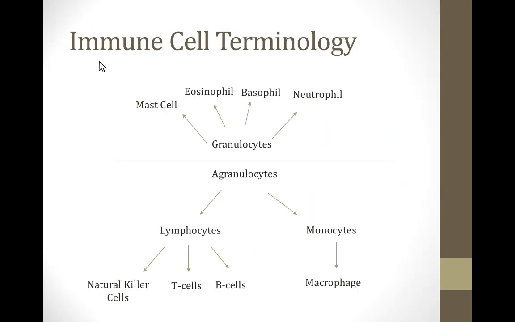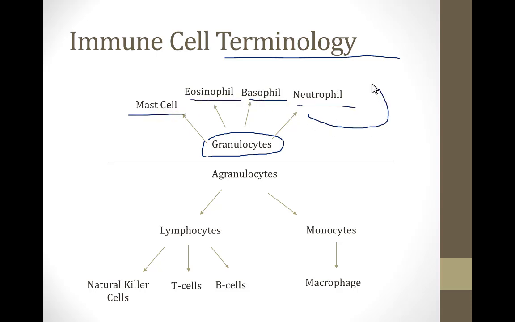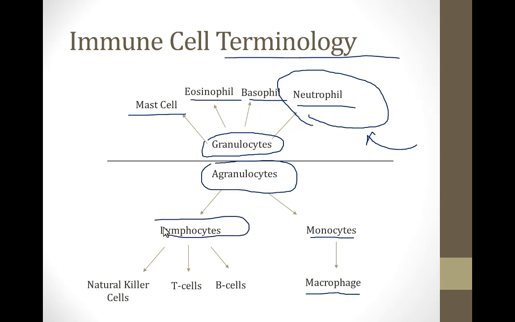This slide is to familiarize you with some of the terminology used when describing the cells of the immune system. So granulocytes are cells which contain granules. So those include the mast cells, the eosinophils, the basophils, and the neutrophils. Of these four, the neutrophils are far and away the most predominant type. So often when people say there's a low granulocyte count, they really mean there's a low neutrophil count. And then agranulocytes are white blood cells that do not have granules. So those include the monocytes, which form macrophages in the tissues, and then the lymphocytes, which form the B cells and the T cells and the natural killer cells.